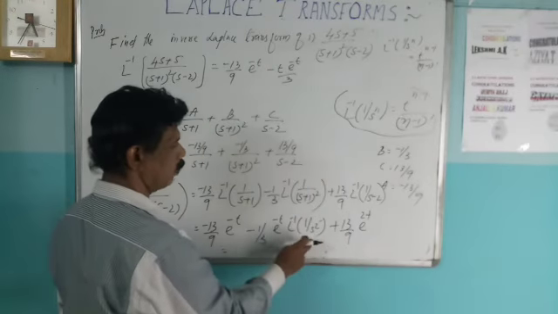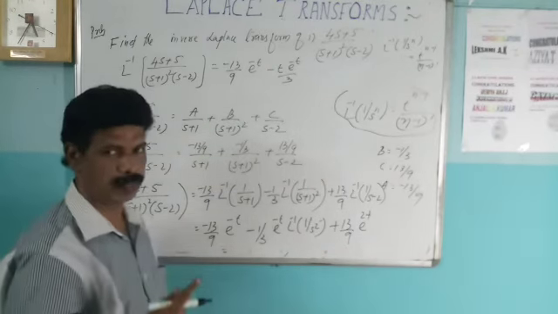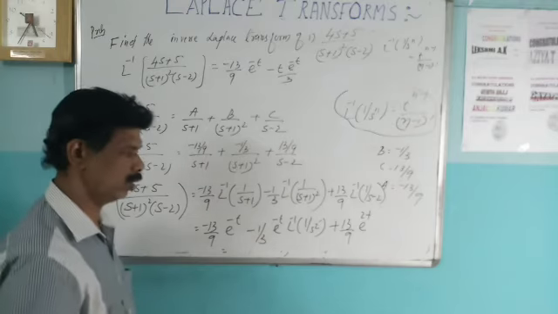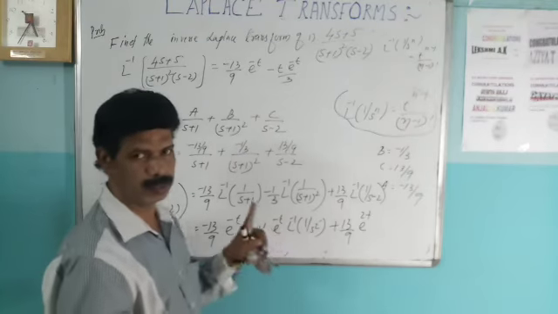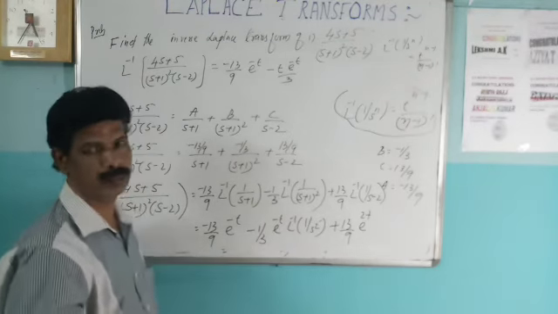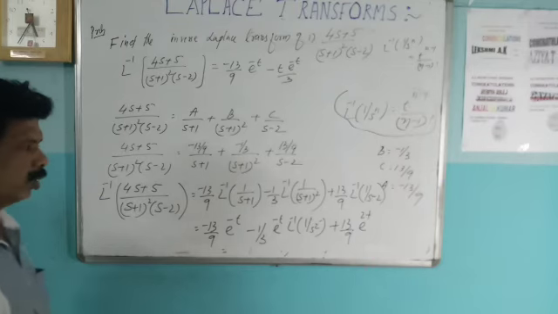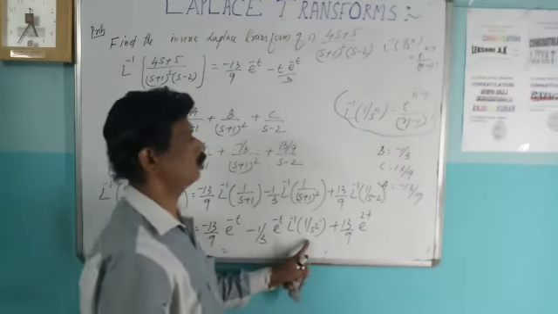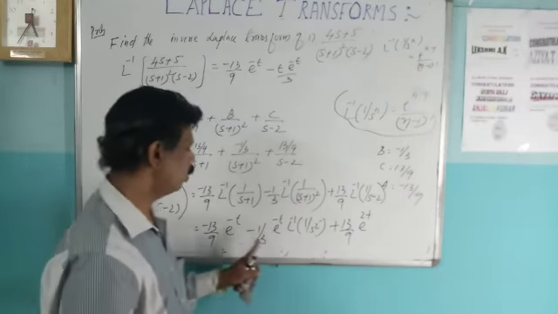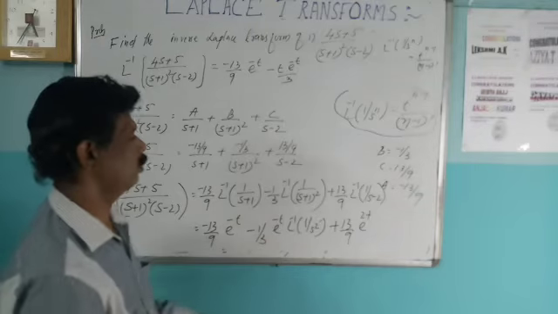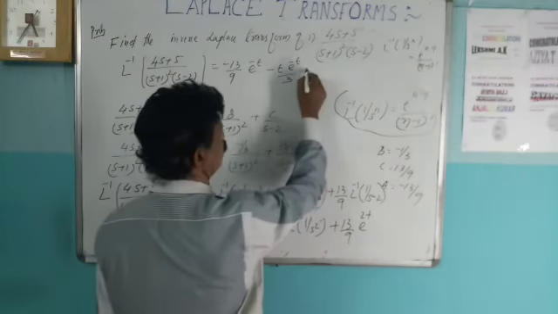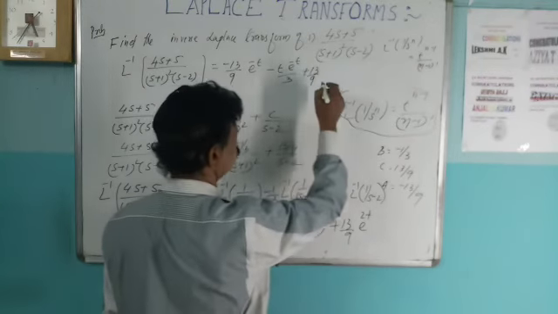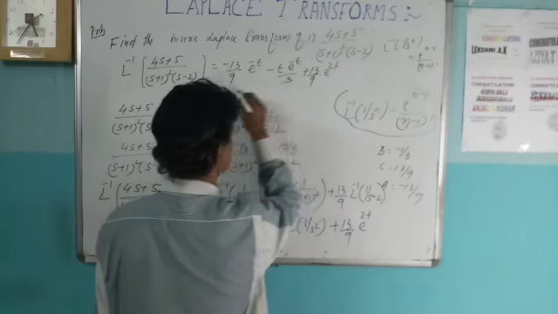Laplace inverse of 1 by s square means t raised to n minus 1 by (n minus 1) factorial. But t raised to 2 minus 1 means t raised to 1 by 1 factorial, and 1 factorial means 1. You have to remember Laplace inverse of 1 by s square is always equal to t. So minus t e raised to minus t by 3 plus 13 by 9 e raised to 2t. That is the final answer.